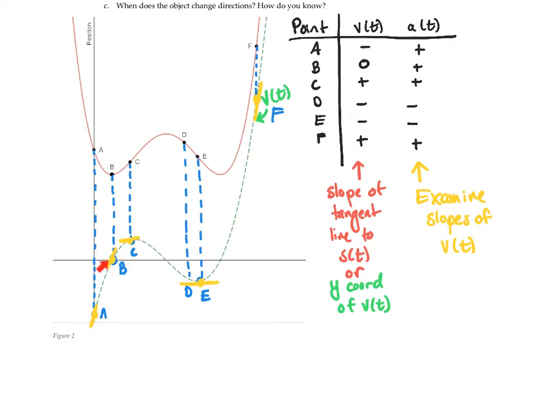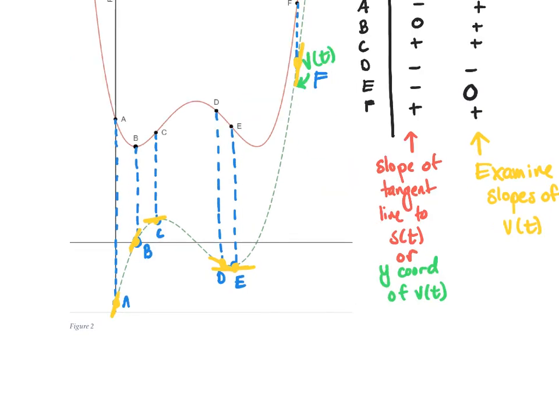Point B, positive slope to velocity, positive acceleration. Point C, getting pretty close to 0, but still positive. Point D, I forgot that one. Point D, we have negative slope of my tangent line, so I have a negative acceleration. Point E, this should actually be 0. I think I may have copied it wrong. And then at point F, clearly the slope of my tangent line is positive, and that lines up with that.